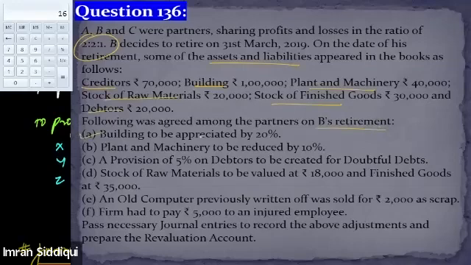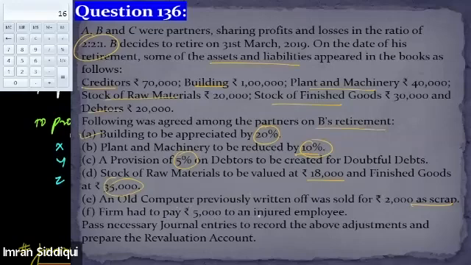Building is to be appreciated by 20%. Plant and machinery to be reduced by 10%. All right. Provision for 5% is to be made for the doubtful debt. Stock of raw material to be valued at 18,000. Currently, stock of raw material is 20,000. Now it has to be devalued by 2,000. Finished goods 35,000. Old computer previously written off was sold for rupees 2,000 as scrap.